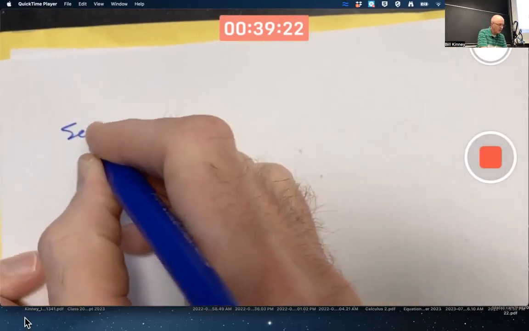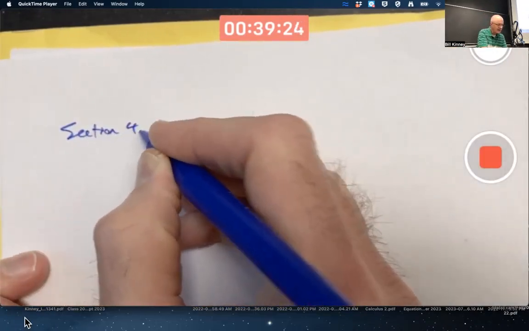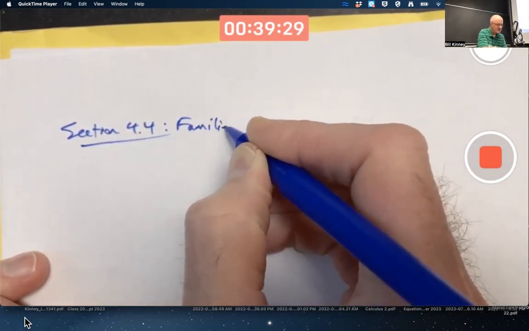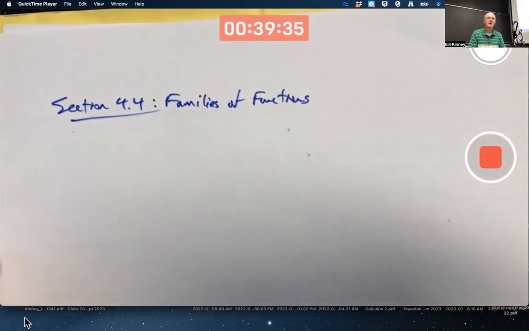Section 4.4 is about families of functions. Families of functions. What does that mean? It means, maybe you've had a teacher who talked about this before, all functions that have a certain type of formula, you might say.